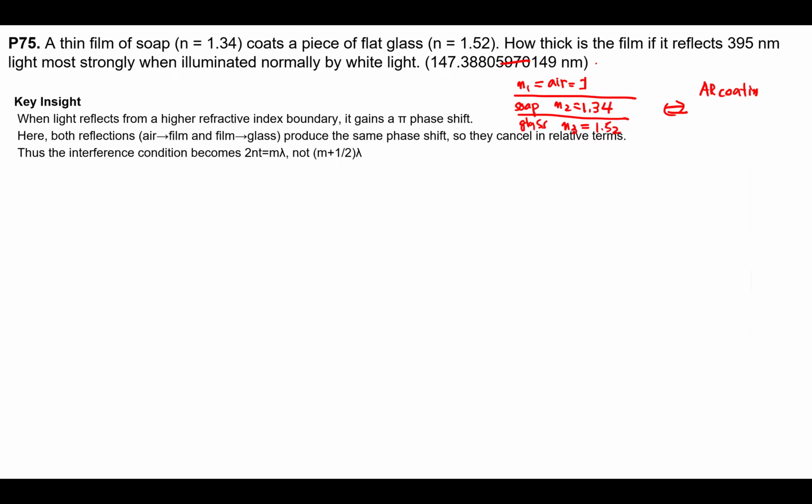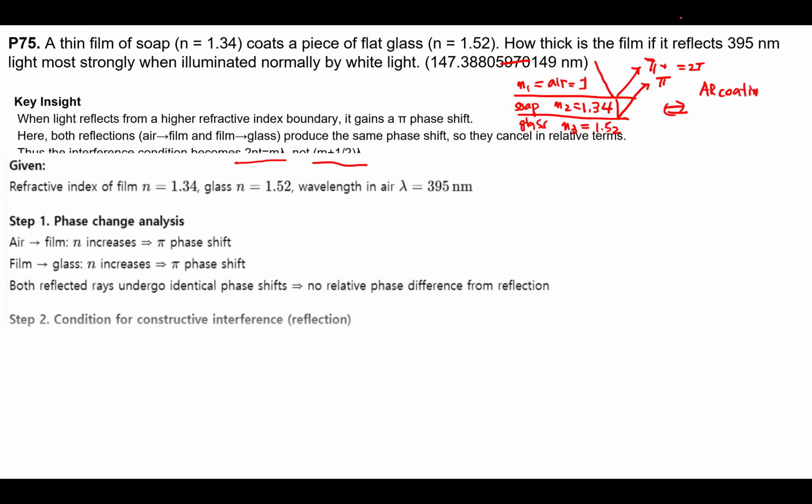When the light reflects, n2 is larger than n1, so there is a pi phase shift. Then it is refracted, and once again reflected, because the refractive index of the glass is higher than the soap. You have another pi phase shift. Pi plus pi is actually 2 pi, so that means there is no net phase shift. So 2nt equals m lambda is the condition for constructive interference, not m plus half lambda, just in the soap case.